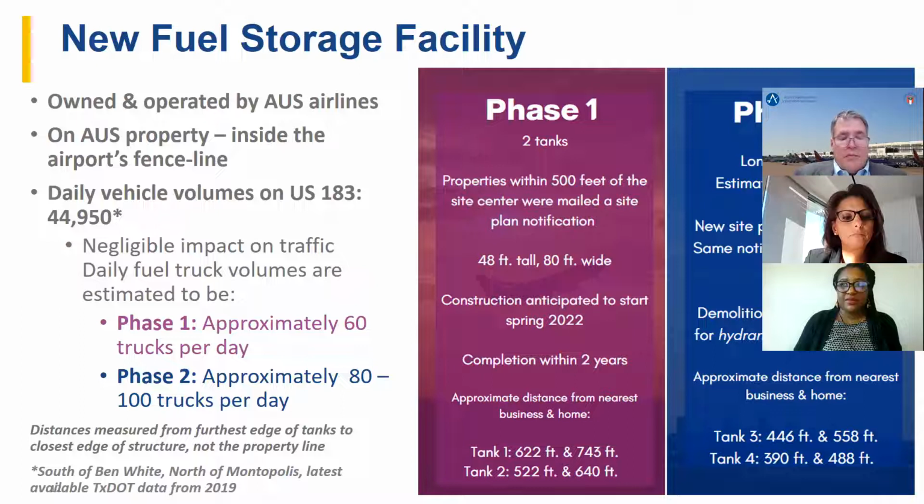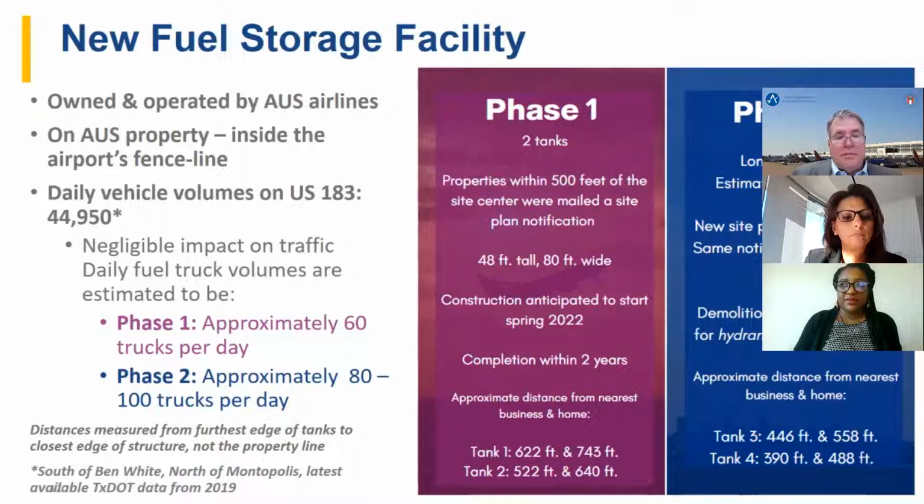The site is located within airport property along 183 between McCall Lane and Montopolis Drive, and will have a new TxDOT approved design right away for an entrance and exit into the facility. The highway currently has under 45,000 daily vehicles that drive by this section. Phase 1 will increase the daily truck volumes by approximately 60 trucks per day. Phase 2 will increase the daily truck volume by approximately 80 to 100 trucks per day, depending on the aircraft fuel demand for that given day.